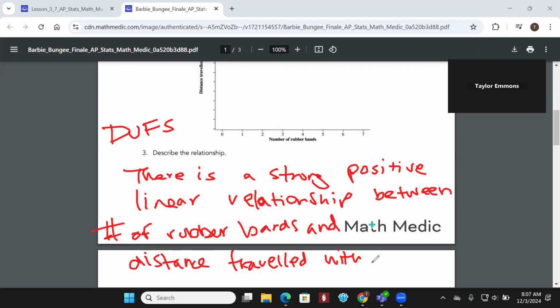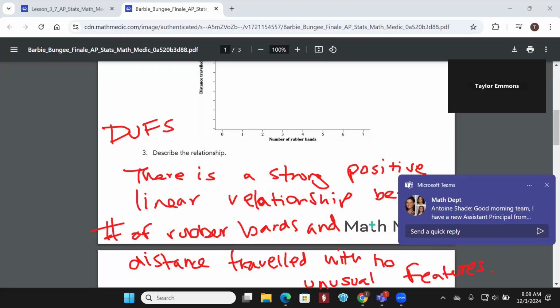Are there any outliers or anything crazy going on? No, with no unusual features. Now, again, yours might be a little different, but still should have the same relationship description. Still should be positive. The more rubber bands, the more distance traveled, right? Otherwise, you messed up.